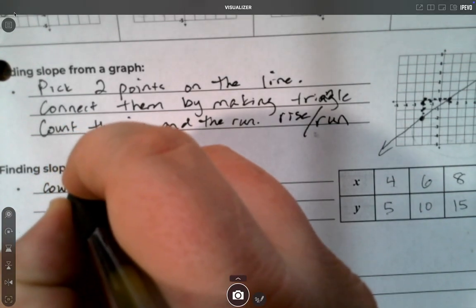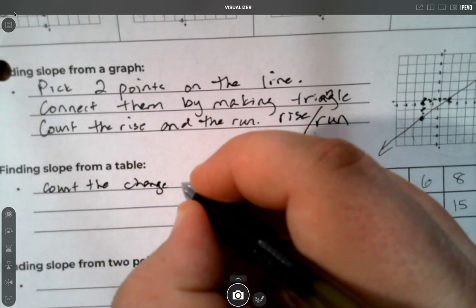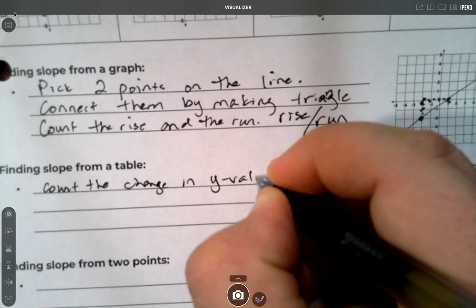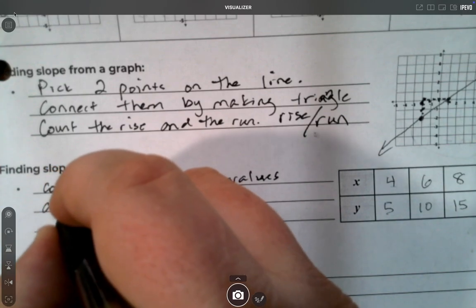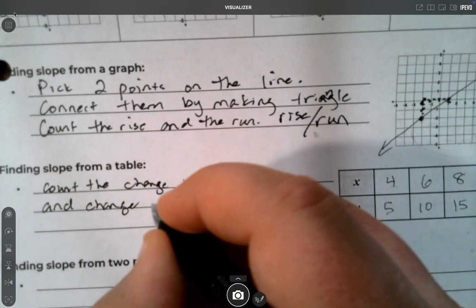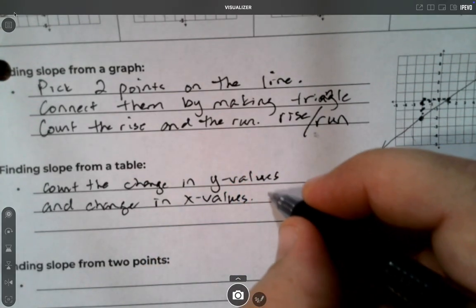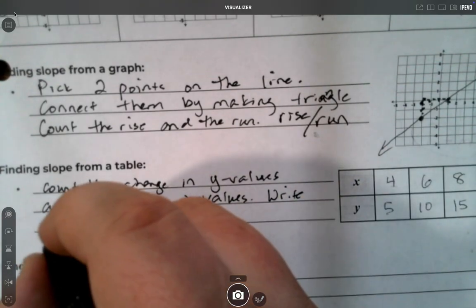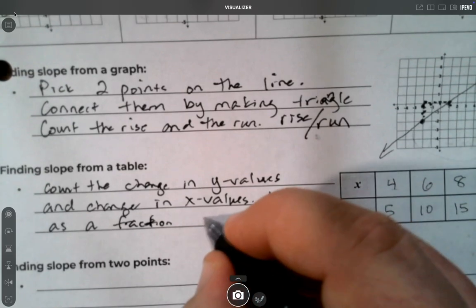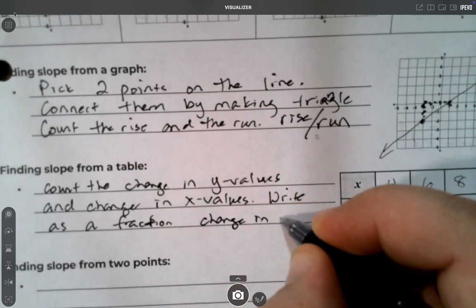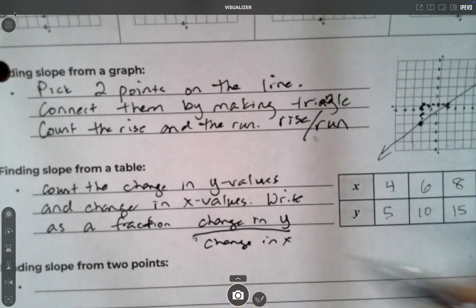Count the change in the y values and change in x values. Then you'll write those changes into a fraction. And just like rise over run, you'll do the change in y over the change in x.